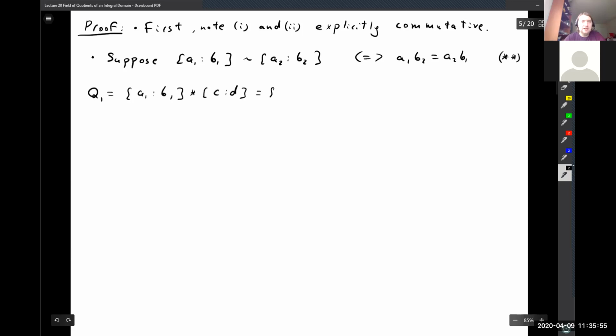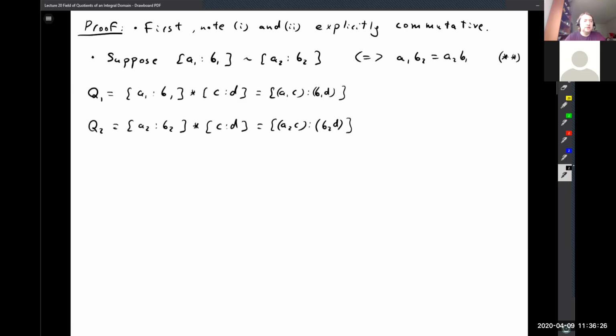So this is defined as an equivalence class of A1 over B1, right? And let's use, instead of A1 B1, A2 B2, which represents the same quotient, and also multiply it by C over D. So what we get here is A2C over B2D.